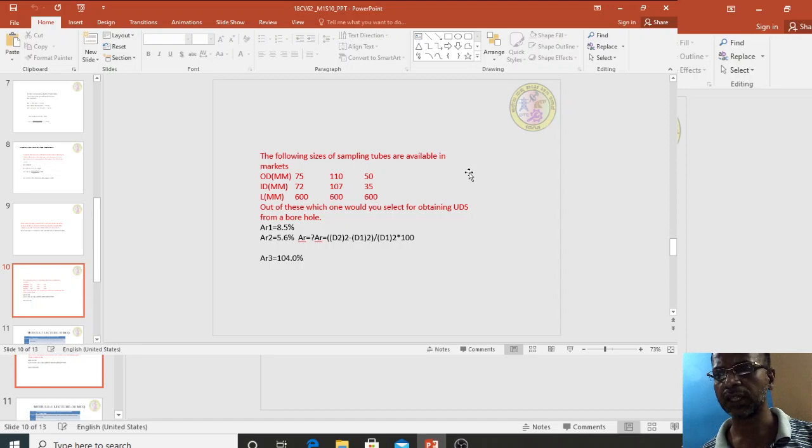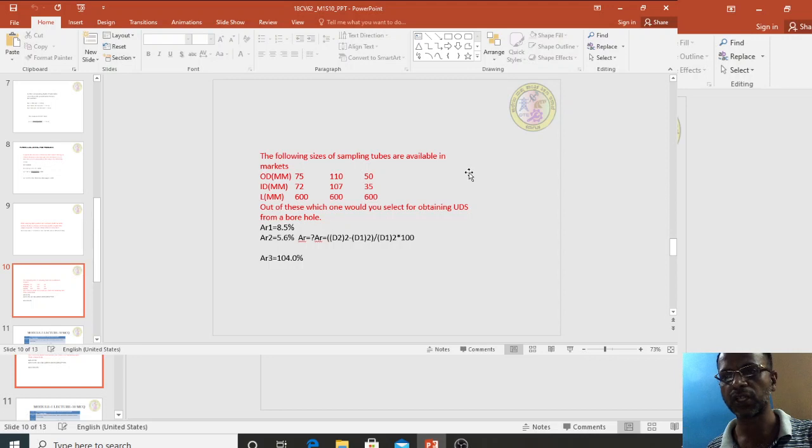the following sizes of sampling tubes are available in the market. The first sampler tube: outer diameter is 75 mm, inner diameter is 72 mm, and length is 600 mm.